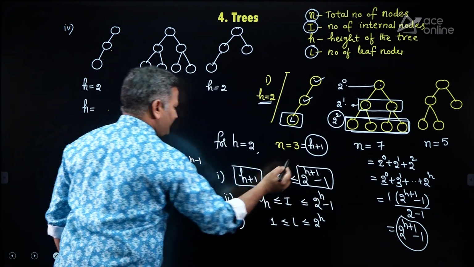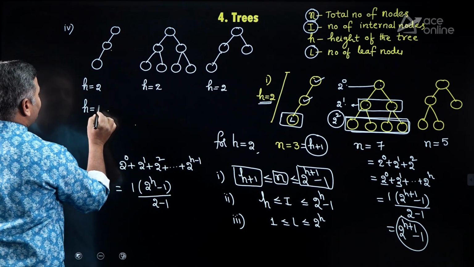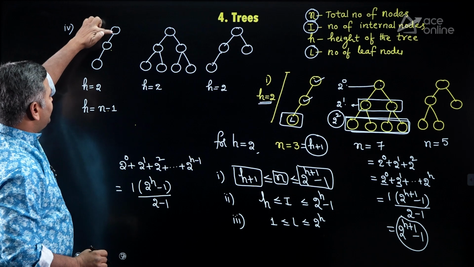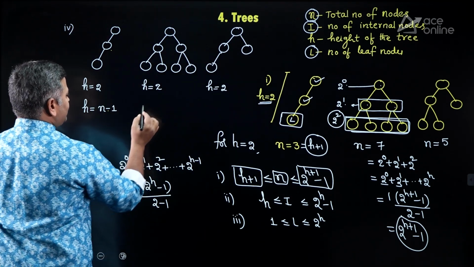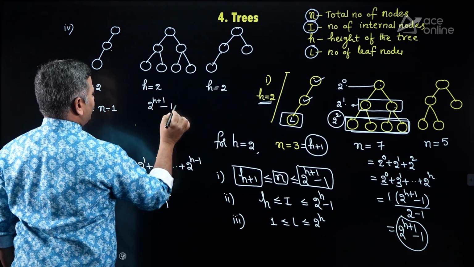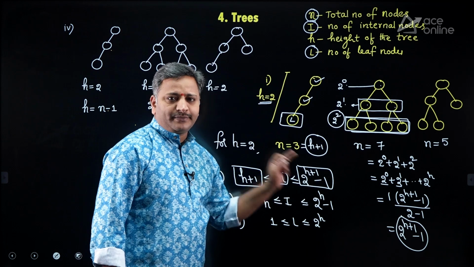You can take this relation, and from that relation you can derive the values. In the skewed case, h is equal to n minus 1, since the number of nodes is 3, so 3 minus 1. Therefore h is equal to n minus 1. Whereas in the full case we know that 2 power h plus 1 minus 1 is equal to n, because the total number of nodes is 2 power h plus 1 minus 1.